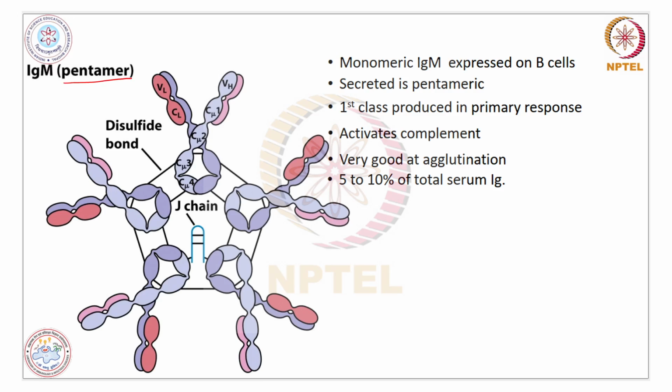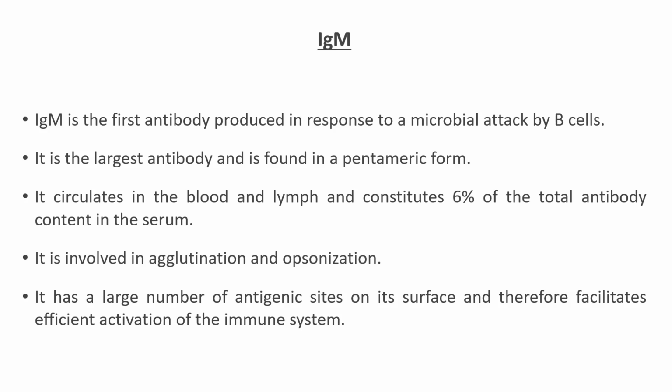Like there are five molecules of IgM present. Then they form a complete pentameric structure. So this IgM is the first antibody produced in response to the microbial attack by the B cells, and it is the largest antibody, and it is found in the pentameric form. It circulates in the blood and lymph and constitutes 6% of the total antibody content in the serum. And it is involved in agglutination and opsonization.